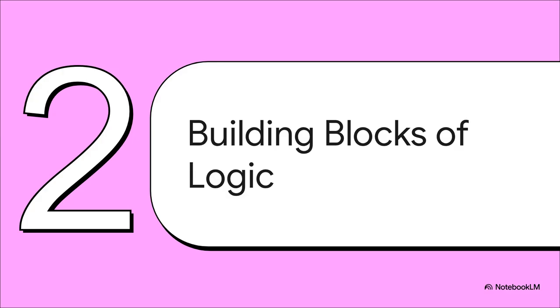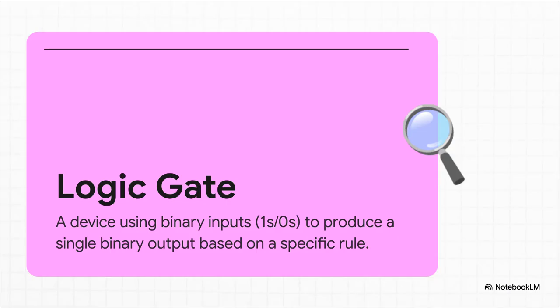Okay, so we've got our perfect little switch. But one switch by itself is, well, it's pretty boring. How do you go from a single on-off button to something that can actually make decisions? Well, this is where things get really cool. This is where we start building with logic. When we combine a few transistors in a specific way, we create something called a logic gate. The best way to think about these is as tiny little decision makers. They take in one or more bits as their input, so some ones and zeros, and based on a very simple rule, they produce a single bit as their output, a single 1 or 0.